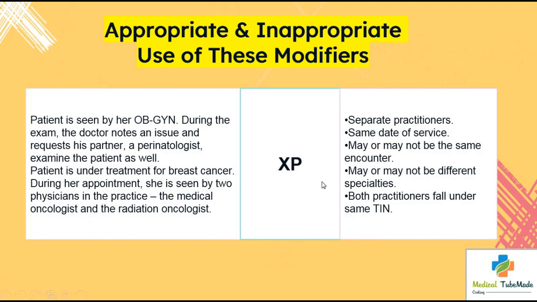The description of the modifier is distinct practitioner, so that means a separate practitioner should be there, and it should be performed on the same date, may or may not be on the same encounter, may or may not be a different specialty, and both practitioners fall under the same TIN number. So guys, this is what we need to focus on. It should be performed on the same day. There is no issue with any specialty-related things, because it may or may not be different specialties. So there should be different practitioners only, and that should be performed on the same date of service.